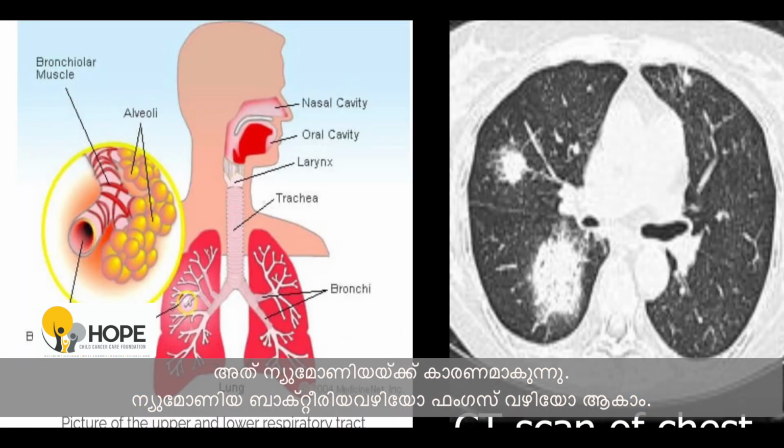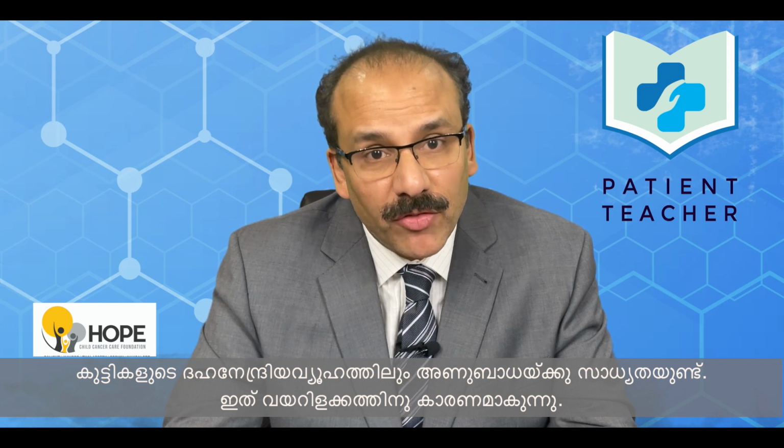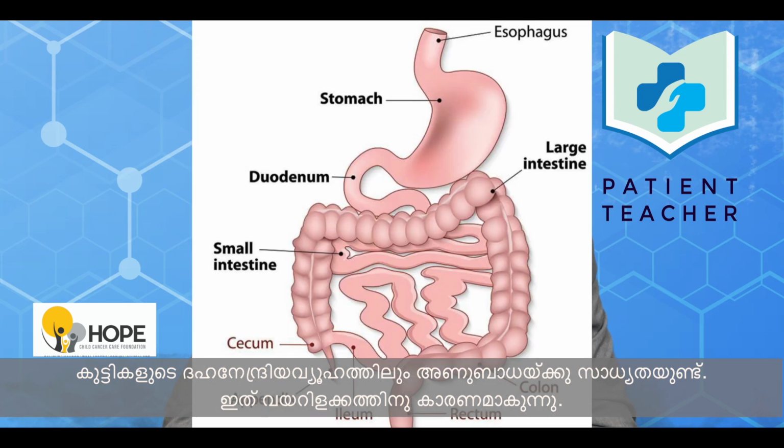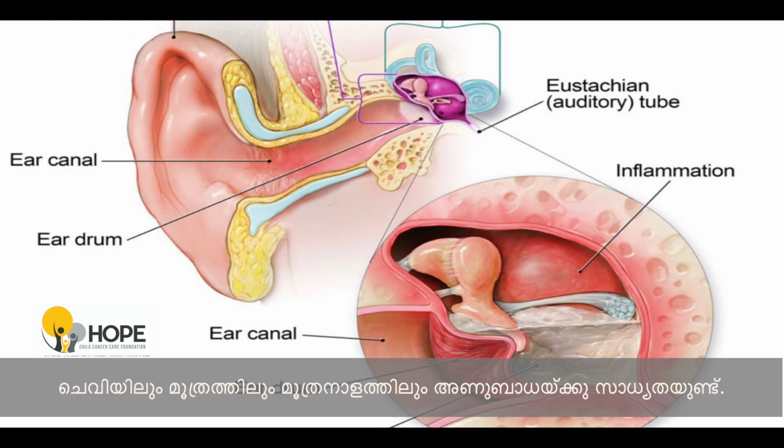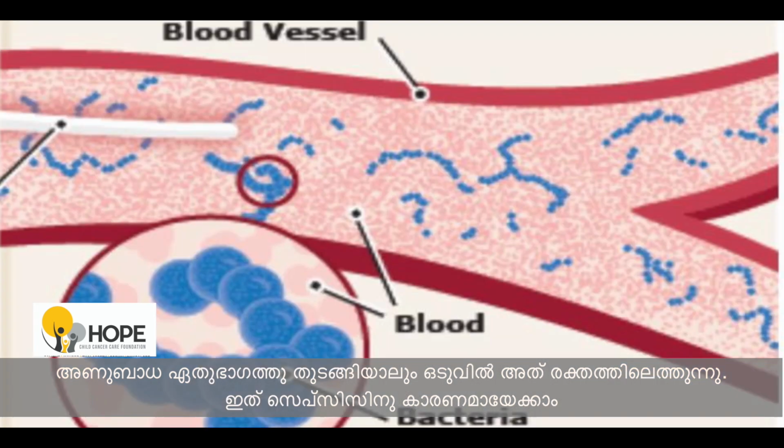Infection can be inside the mouth, around the tonsils. They can get infection in the breathing pipe, including lung, which is causing pneumonia. Pneumonia can be bacterial or fungal pneumonia. Children can get infection in the food pipe, presenting as diarrhea. Sometimes they get infection in the ear. Infection can be in the urine and urine pipe. Wherever the infection starts, finally the infection enters into the blood. It's called sepsis.